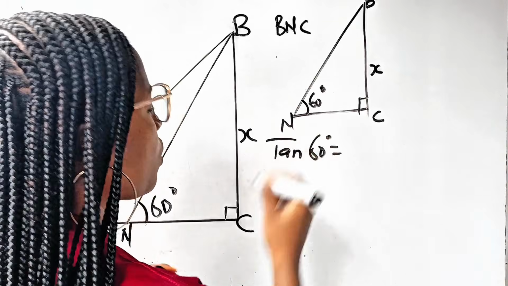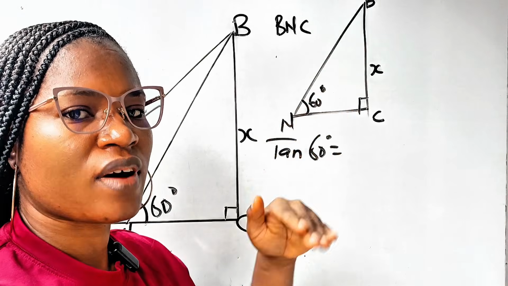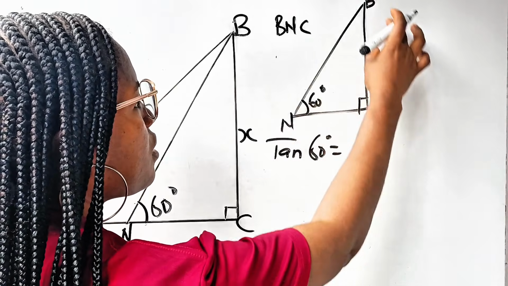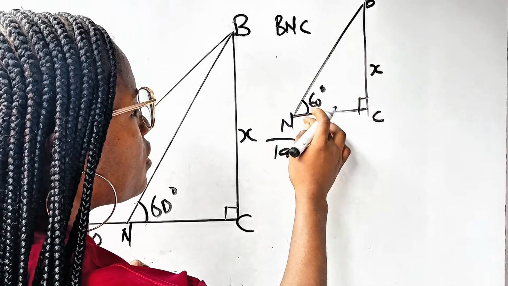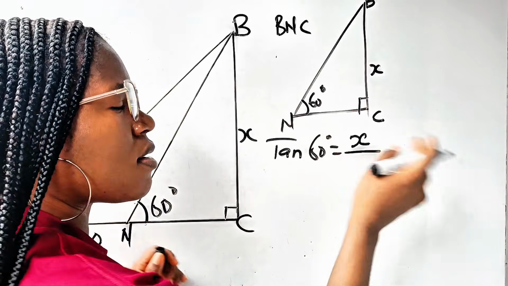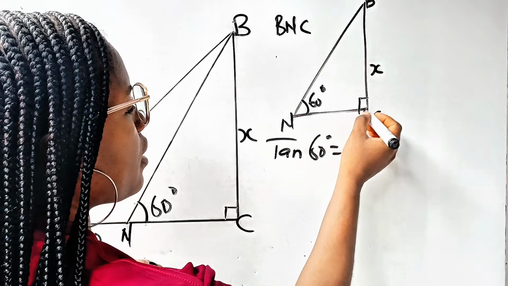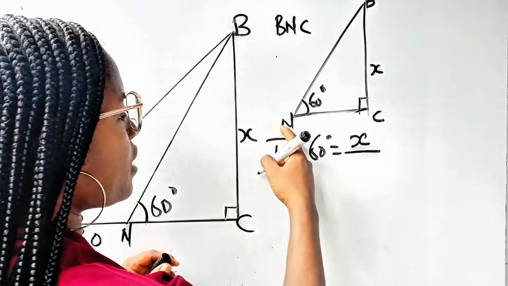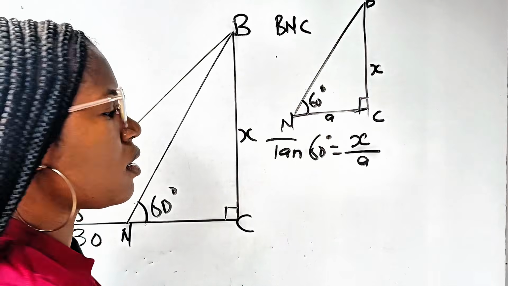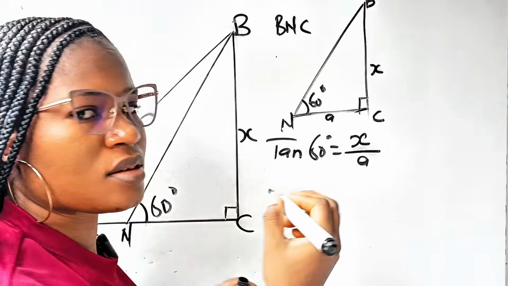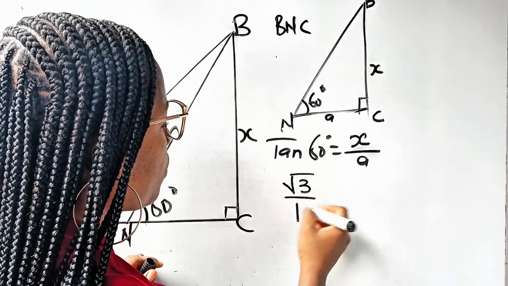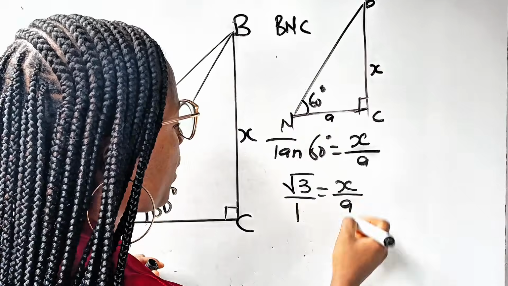is going to be equal to, tan is opposite over adjacent. So our opposite is x because that is the side that is opposite the angle, divided by the adjacent, which is NC. Now let's call NC A. So this is A. Now tan 60 is root 3, right? So we have root 3 over 1 is equal to x divided by A.